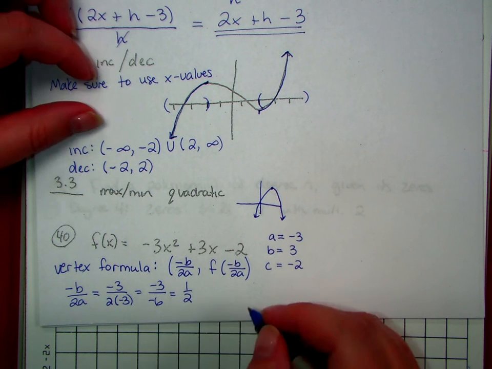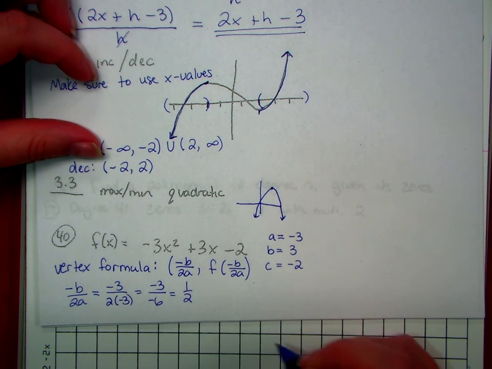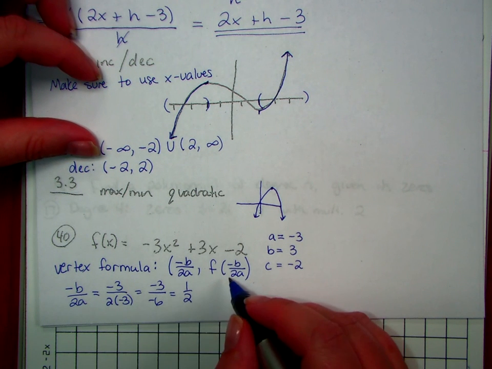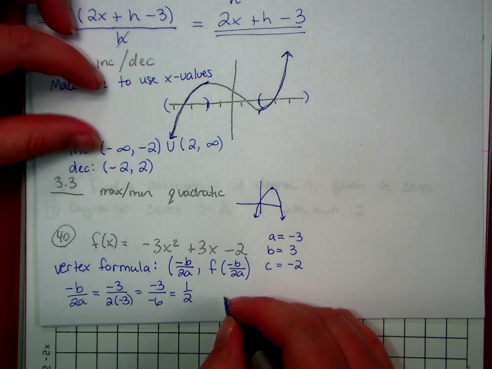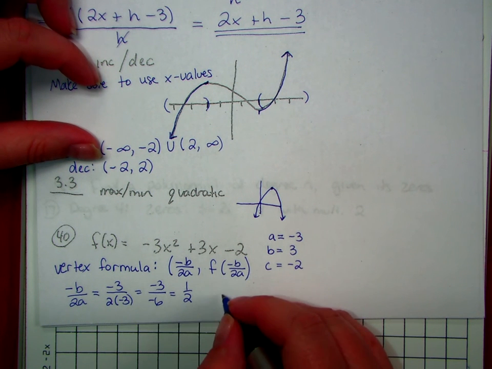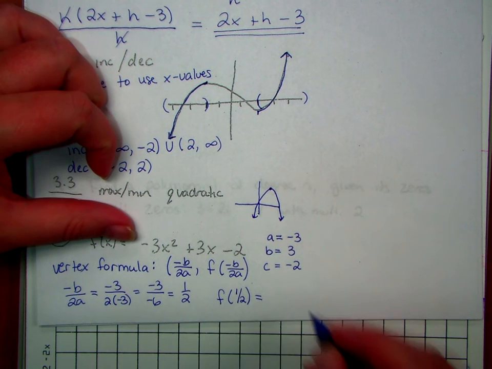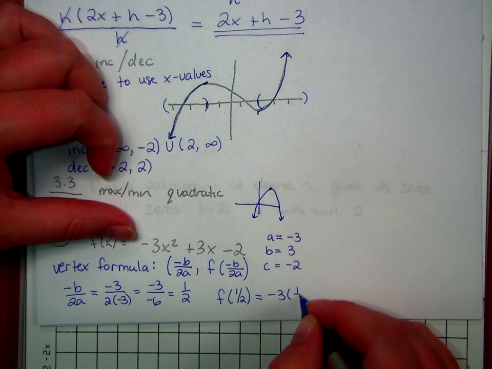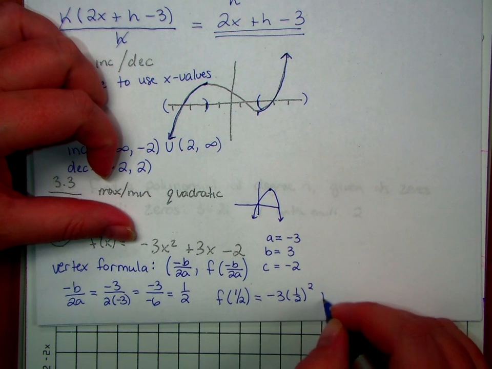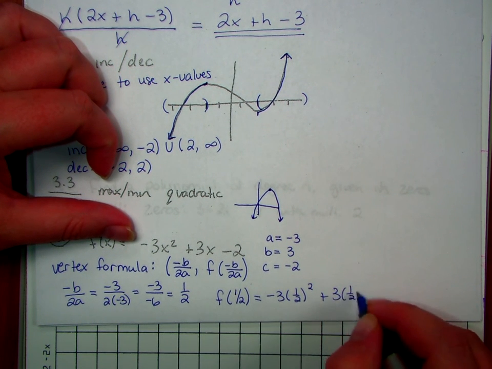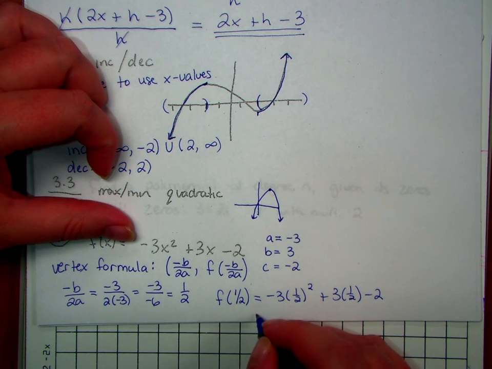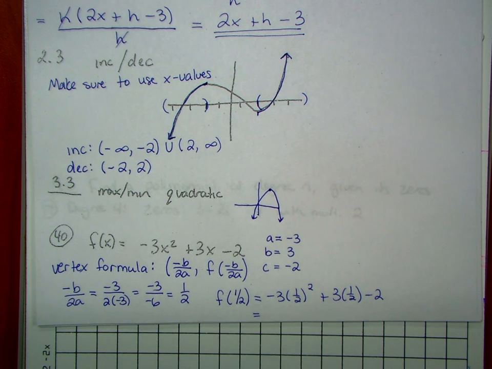So now what we want to do is we want to find the function evaluated at 1/2, okay? So to find the y-coordinate here, we're just going to plug 1/2 into the function. So negative 3 times 1/2 squared plus 3 times 1/2 minus 2. And I am just going to plug this into my calculator. Let me get it here.